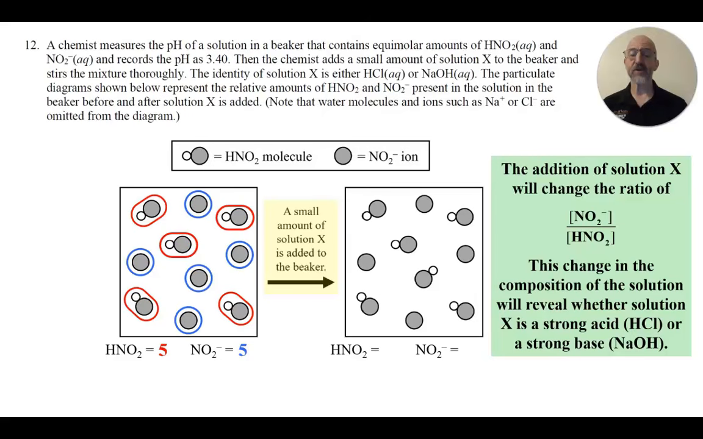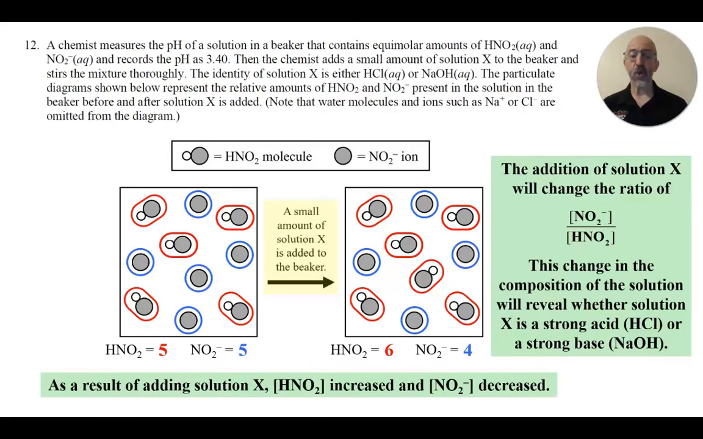Let's count the particles in the diagram on the left and see what has changed. So there's the HNO2. I see 1, 2, 3, 4, 5, 6. So it looks like the amount of HNO2 in this beaker has increased, and the particles of NO2- have decreased from 5 to 4. So now we know what's going on here.